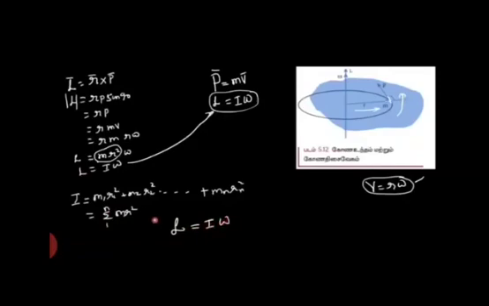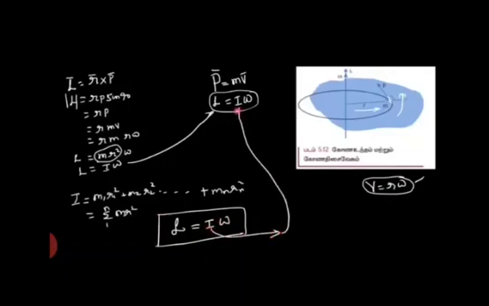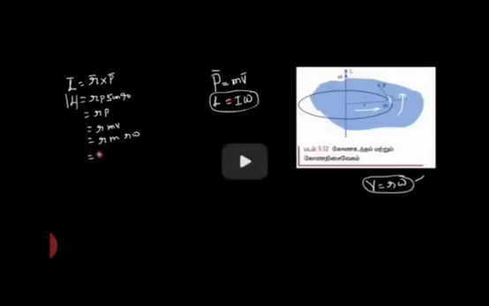So this is I omega, where I is the moment of inertia. This is the angular momentum; we have found the equation for angular momentum.